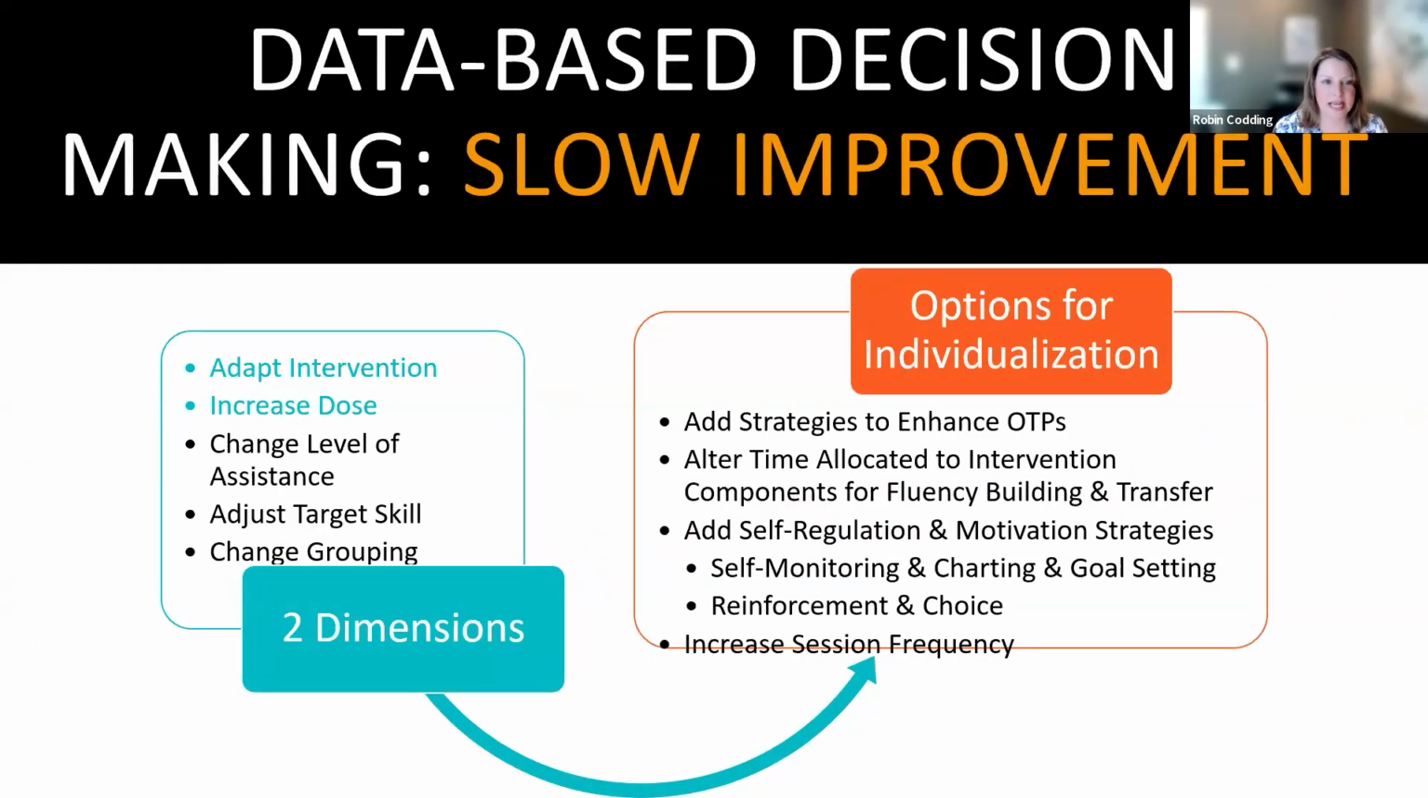In this student, we want to think about adapting the intervention and increasing the dose because the student is already making progress. So again, on the right-hand side of your screen, you can see options for individualization. Add strategies to enhance opportunities to practice, alter the time allocated to intervention components so that more of it's on fluency building and generalization. You can add self-regulation and motivation strategies by using self-monitoring, charting, goal setting, or reinforcement and choice, and increase session frequency. If you're only delivering 2 to 3 times a week, deliver 5 times a week. So we are talking about 2 dimensions here and different aspects of those 2 dimensions that we can adapt and alter.